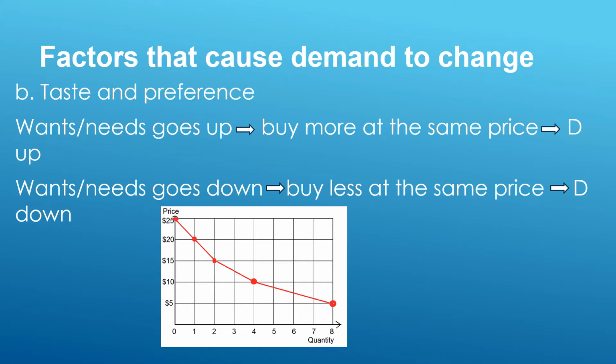For example, you want to host a pizza party. Before, when the price is 15, you buy 2, and now you want more of this pizza. Suppose you want 6 of them because you need to host a party. So you will buy 6 even though the price is still 15. Now you have this new demand curve over here. Your demand increases. Shift to the right means demand increases.